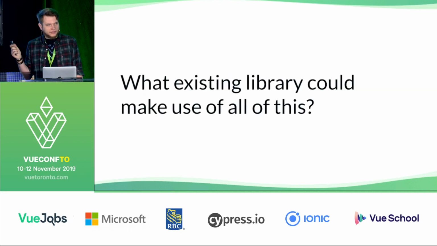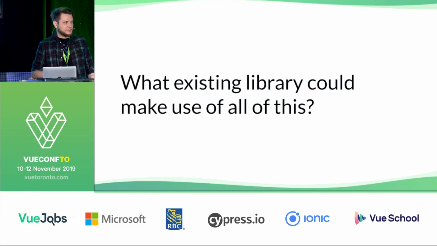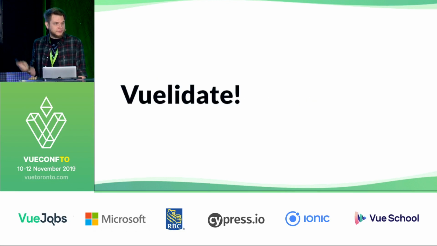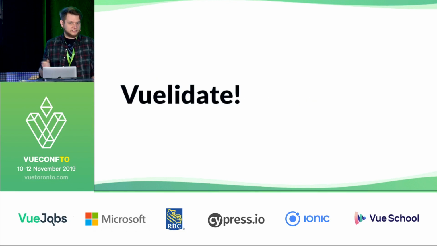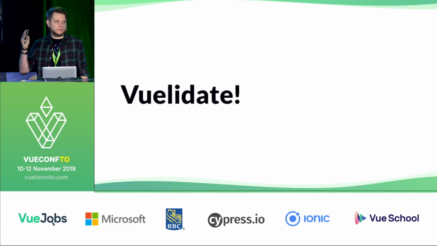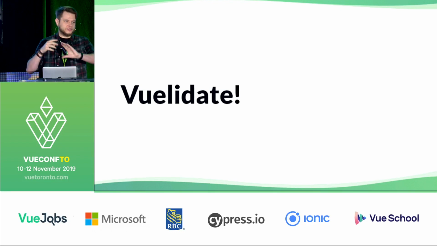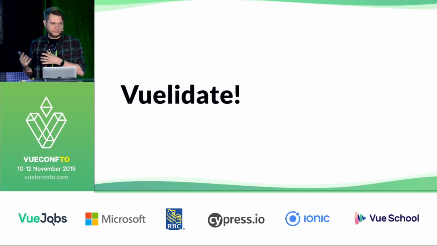So what existing library could make use of all of this? And since some of you already are using it, and you might not be happy with it, I'm not happy with it, my guess would be Vuelidate. Because this is exactly what Vuelidate is doing. When it traverses, and I think there was a talk about Vuelidate yesterday, so when it traverses the state tree and sets up validations, it has to create some validators on the fly, which sometimes might require some internal state, like for async validators.